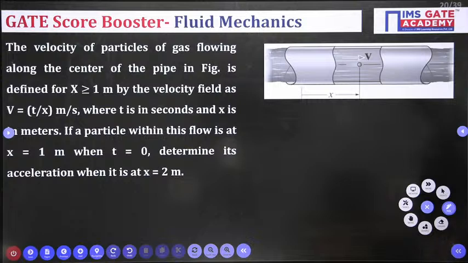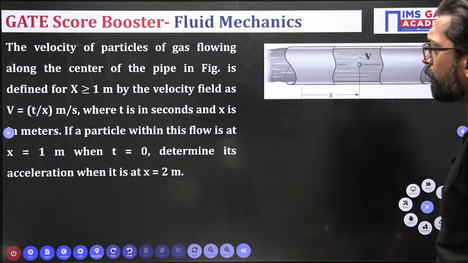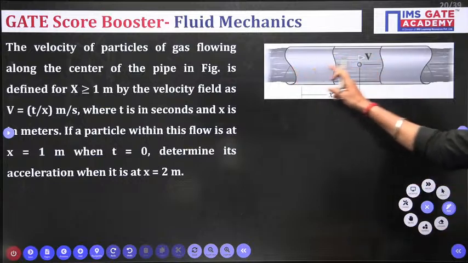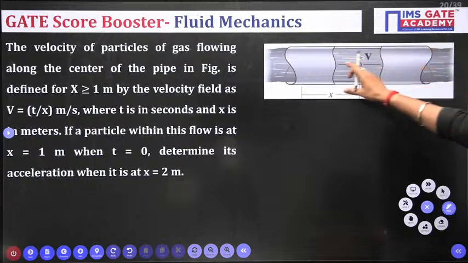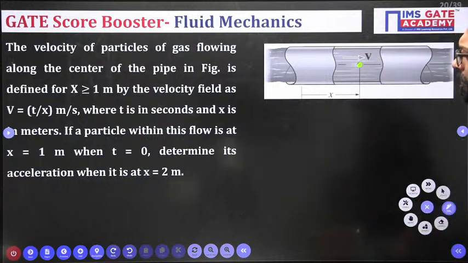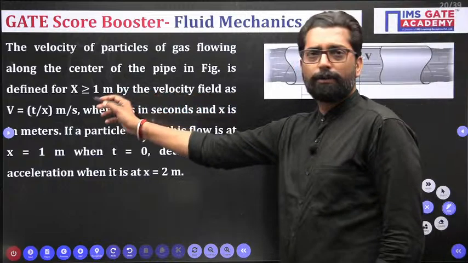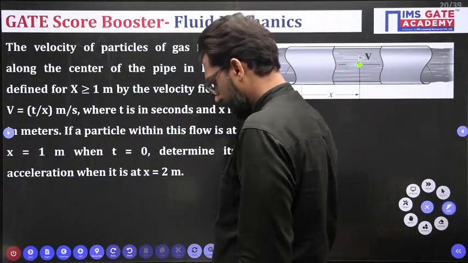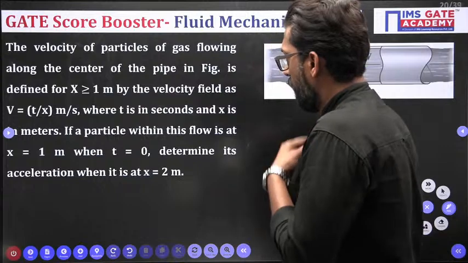Okay. Now the velocity of a particle of a gas flowing along the center of the pipe. So this is a pipe and the fluid is flowing along the center of the pipe. This is a fluid particle. These particles flowing along the center of the pipe in the figure are defined as x is greater than or equal to 1. Limiting value x is greater than or equal to 1.